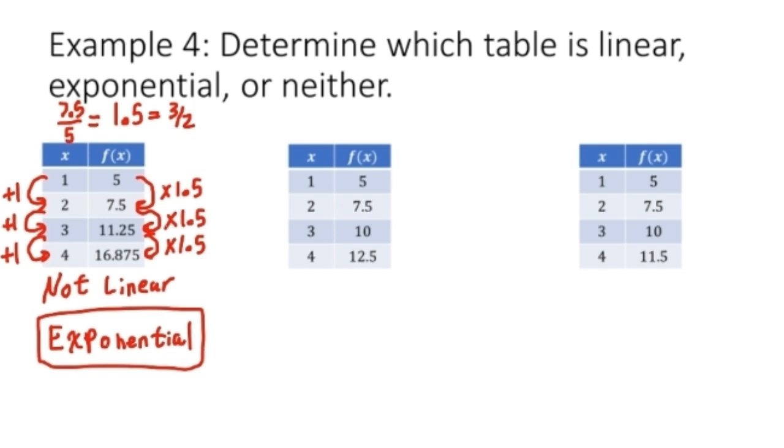Now we'll move to the second table. Just like before, our x's are changing in increments of 1. We'll start off by checking to see if it's linear. Well, what would I have to add to 5 to get 7.5? Well, we did do this earlier. We know we would have to add 2.5 to 5 to get 7.5.